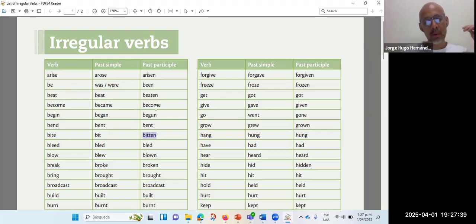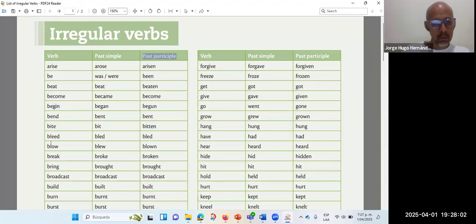By heart, es de memoria. Porque uno, por ejemplo, un verbo como begin, uno ya aprende que began es el pasado y begun es el pasado participio, ¿sí? Y siempre encontramos estas 3 columnas. The verb in present, the past simple, and the past participle. Remember the difference.